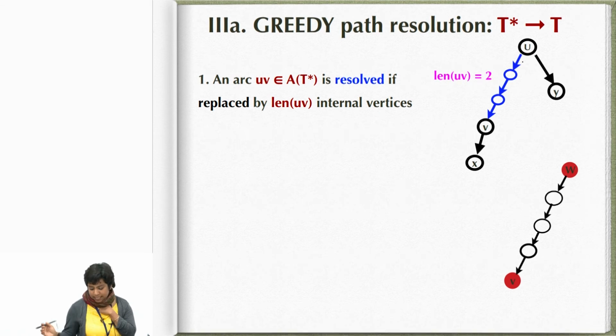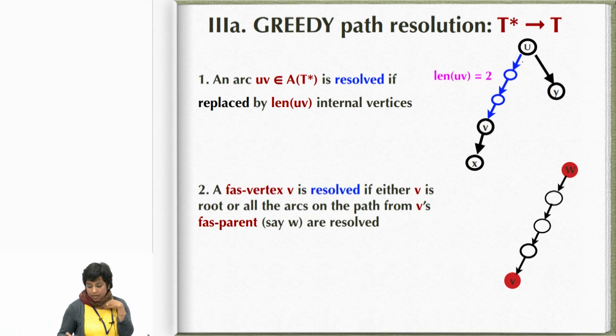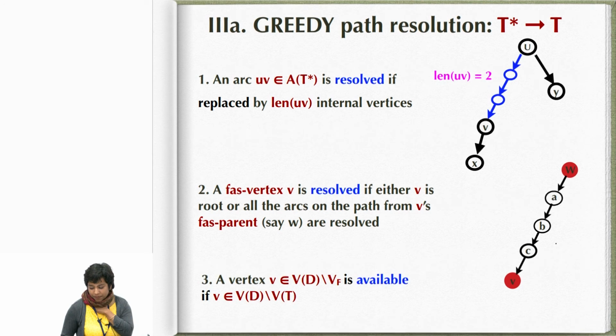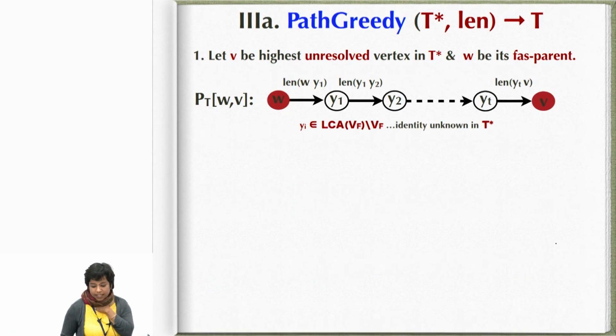So if you look at that example, this is what would happen. The internal vertices are 2, so you will add some number of, okay, this should actually be 3. This should be 3. So it should be ABC. So this is how I resolve this.